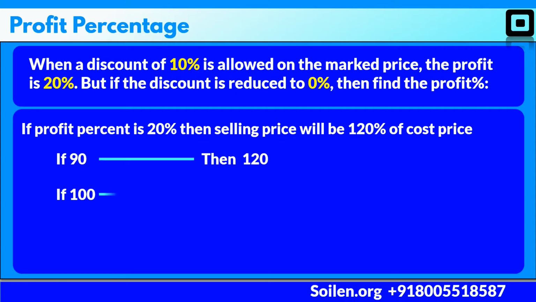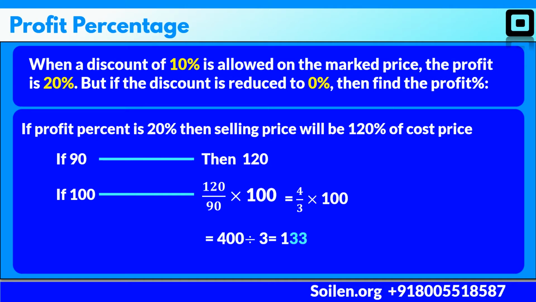If selling price is 100, then 120 over 90 times 100. 120 and 90 divided by the common factor 30. It gives 4 over 3 times 100, or 400 divided by 3 equals 133 and 1/3.